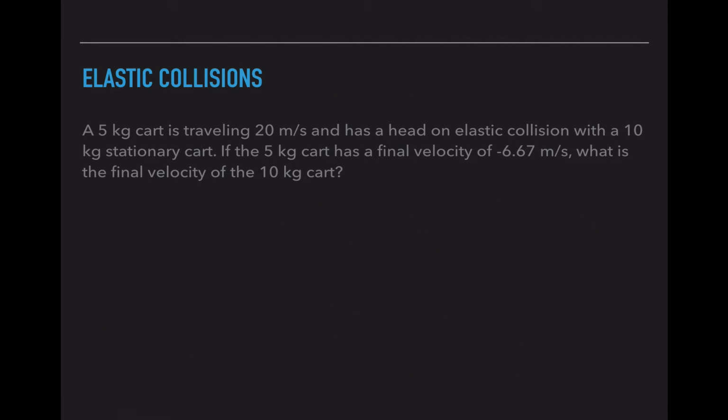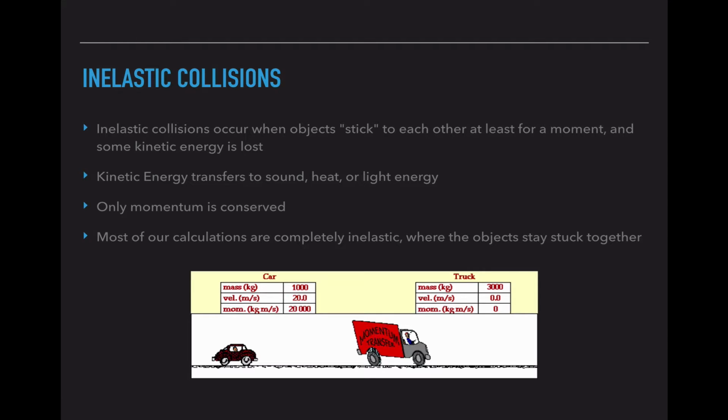The second type of collision we're going to talk about is inelastic collisions. These occur when objects stick together for at least a moment and some kinetic energy is lost. That kinetic energy transfers to sound, heat, or light energy because in a car accident, you always have some sort of output. You have sound being created. You might have heat from the friction, so some of that kinetic energy can go someplace else. In this situation, only momentum is conserved.